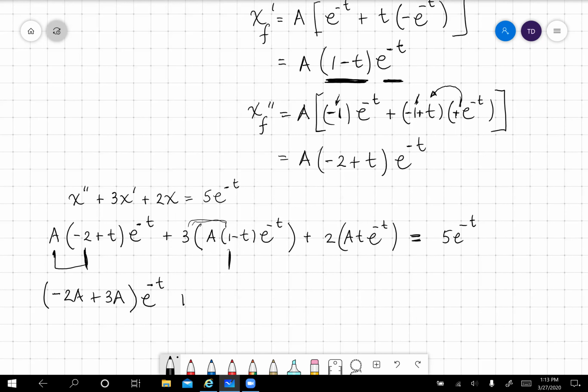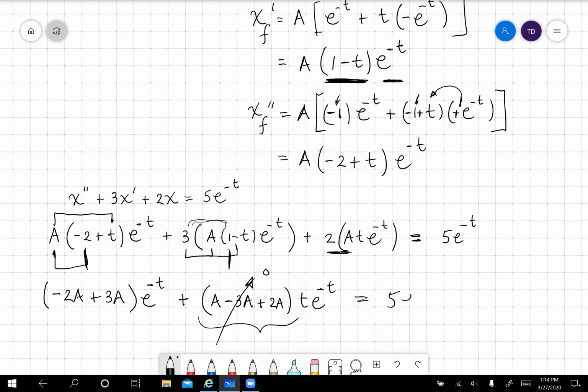Then I'm going to take the other terms, plus, now the ones that multiply t, a times t. So all of this is going to be the terms that multiply t, e to the minus t. So from the first one, just a multiplies t, just a. And the second one, 3a and a minus sign, so minus 3a. And then the last one, 2a, plus 2a. And check this out, it will always happen. All of those are equal to 0. A minus 3a plus 2a is 0. So there's nothing there, and all of this is equal to 5 e to the minus t.